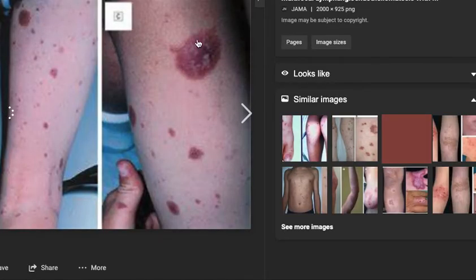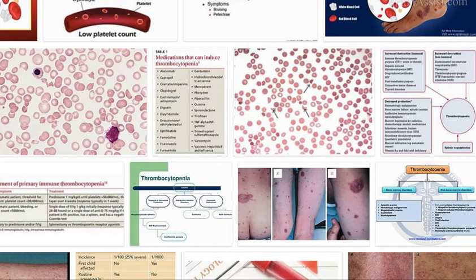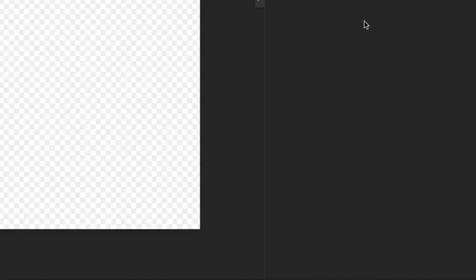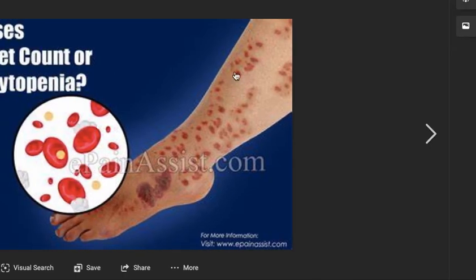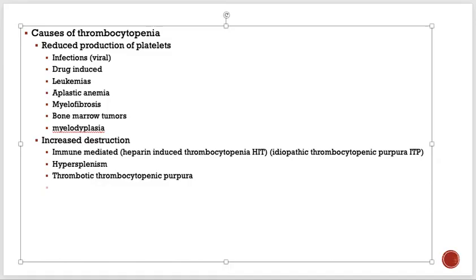See, this is superficial bleeds. You can see small petechiae, you can see purpuras. So this is an example of that superficial bleeds, or you can see over here. This is also a cause of thrombocytopenia, bleeding.